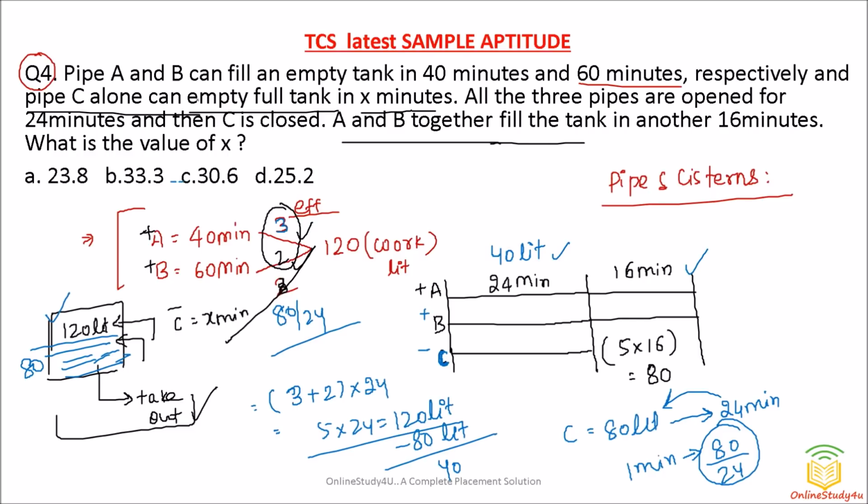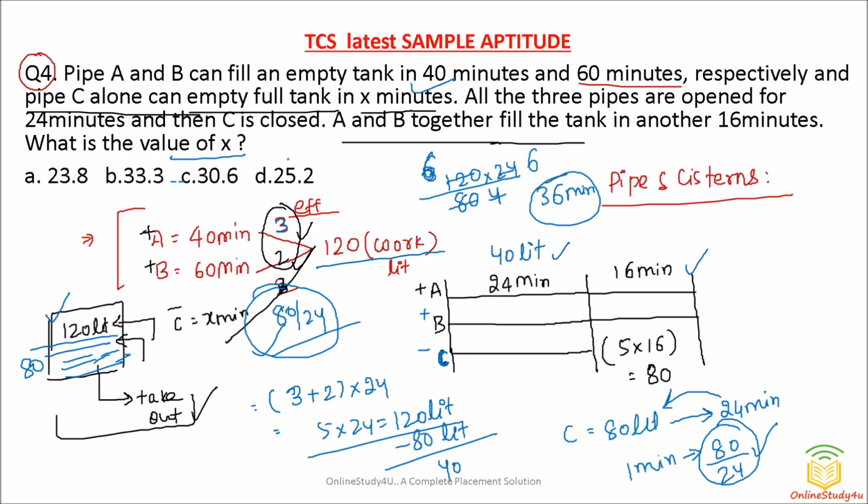What have they asked? Pipe C alone can empty the tank in X minutes. So they're asking in how many minutes C will be able to remove all the water from the tank. Total capacity is 120 liters and the efficiency of C is 80 by 24. 24 will go up. Friends, I suggest you do not divide here and make the calculation lengthy. 24 by 24 cancels, and 120 by 80 reduces, so this will be nothing but 36 minutes.